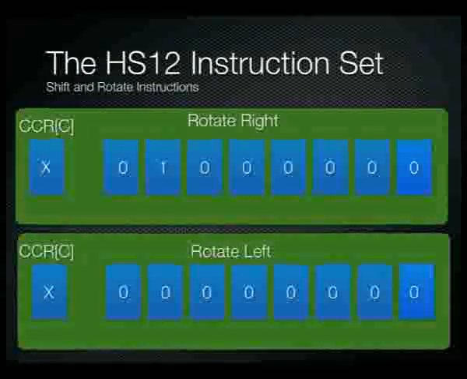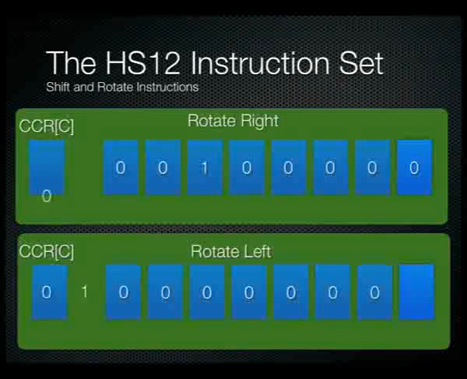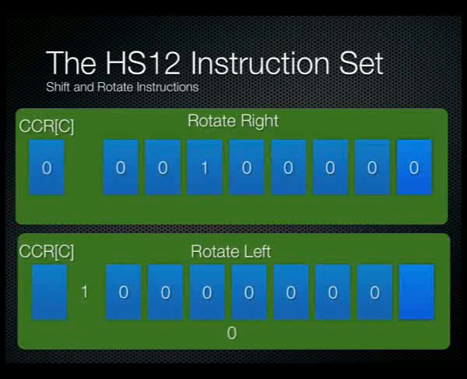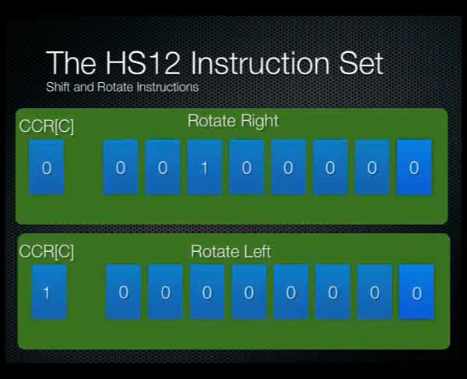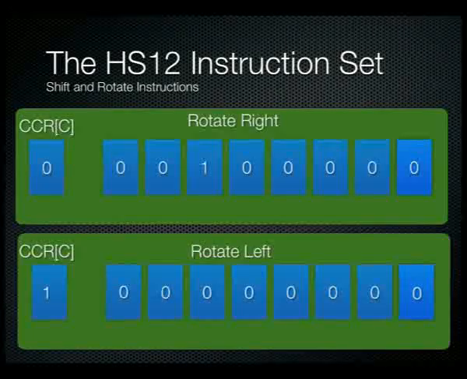To show you this example running, I've got both the rotate right and rotate left examples happening at the same time. You can see that when you rotate right, we simply move the condition code register value on, and we move the LSB back into the condition code register. Same thing when we rotate left: the condition code register value goes into the LSB, and the most significant bit goes into the condition code register.